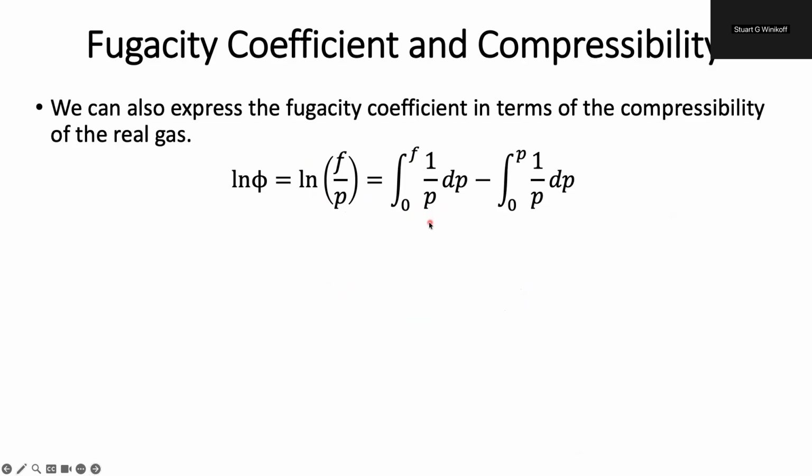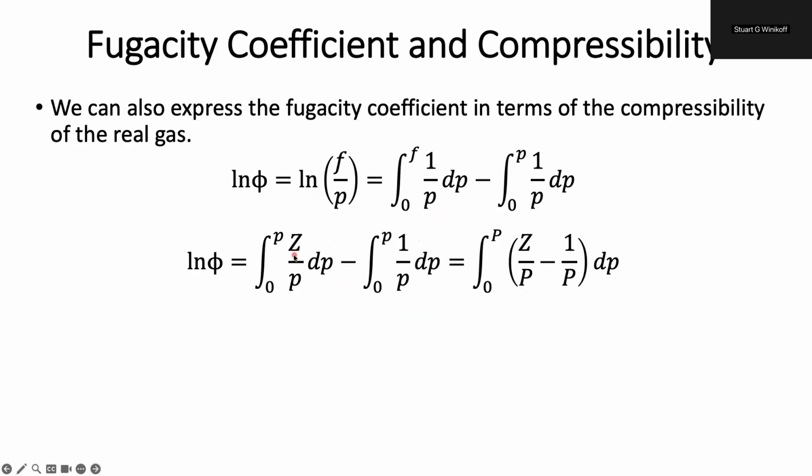Now, what we can do is, hey, we already have an expression for non-ideality. We can go ahead and replace that 0 to f by doing 0 to p, but now instead of the ideal expression of 1 over p, we can do the real expression of z over p. So we've now introduced our fugacity coefficient in terms of our compressibility, which we've already talked about in chapter 1. We have some ways to determine the compressibility of a non-ideal gas, especially if we use the virial expression.